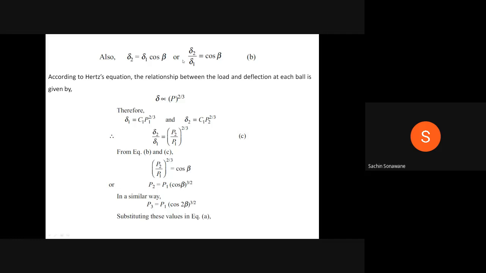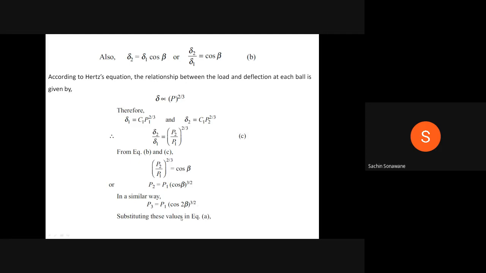According to the Hertz equation, the relationship between the load and deflection at each ball is given by delta is directly proportional to P raised to 2 by 3. Therefore delta 1 is equal to c1 P1 raised to 2 by 3, and delta 2 is equal to c1 P2 raised to 2 by 3. Therefore delta 2 upon delta 1 is equal to P2 upon P1 raised to 2 by 3. Equation C. From equations B and C, P2 upon P1 raised to 2 by 3 is equal to cos beta. Therefore P2 is equal to P1 into cos beta raised to 3 by 2. In a similar way, P3 is equal to P1 cos 2 beta raised to 3 by 2.